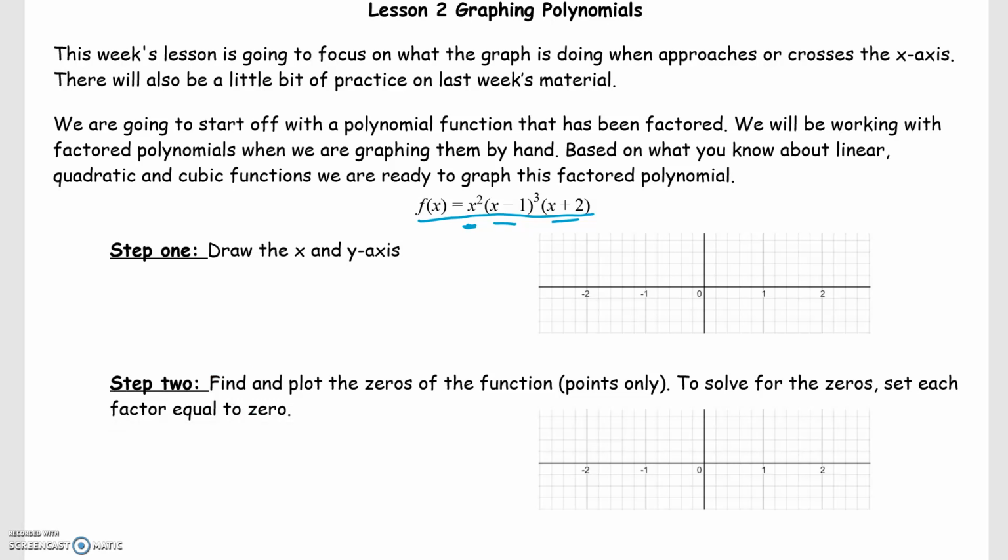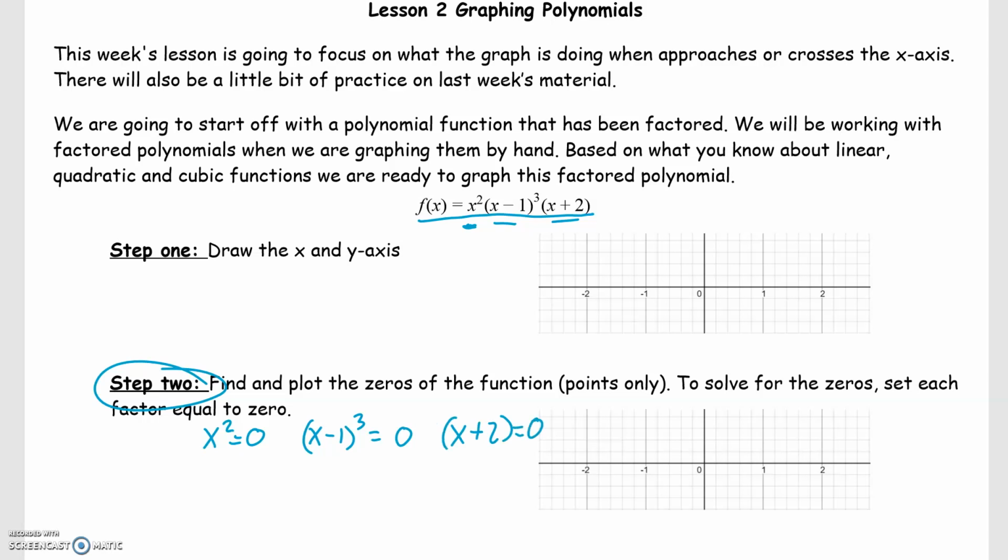Now that's if you don't already have one. You'll notice on your practice sheet that there is not an x and y axis, and you're just going to sketch it. Next step is you're going to find and plot the zeros of the function. When we're talking about the zeros, we're looking at where each one of these binomials or single terms is going to equal 0. So we're going to set them all equal to 0. So x squared equals 0, x minus 1 cubed equals 0, and x plus 2 equals 0.